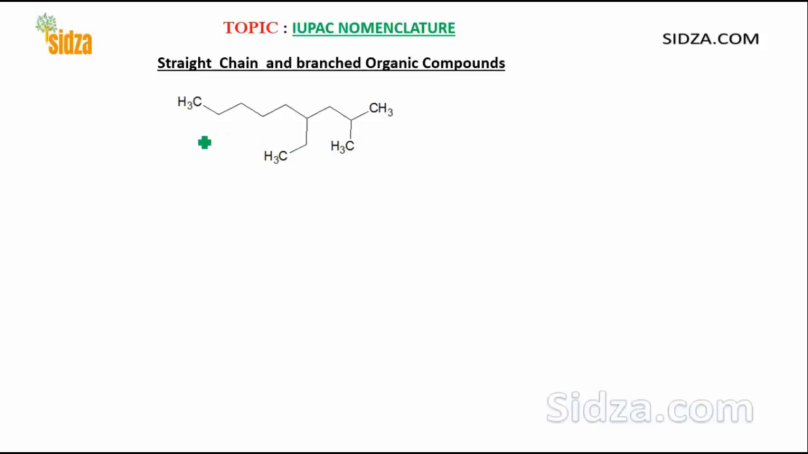Let's take another example here. We got the longest chain here, right? This is the longest chain. Okay, this is our longest chain, and this is the main chain, and I'll start the numbering from the right side here, right? Because that way I'll get the lowest set of locants. The substituent group is closer there. 1, 2, 3, 4, 5, 6, 7, 8 and 9.